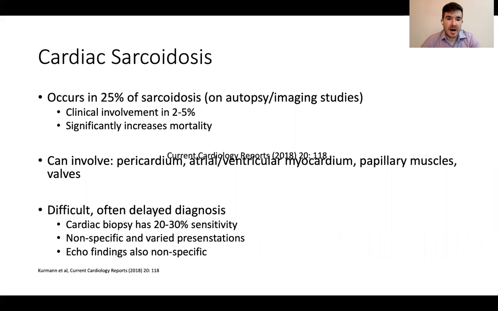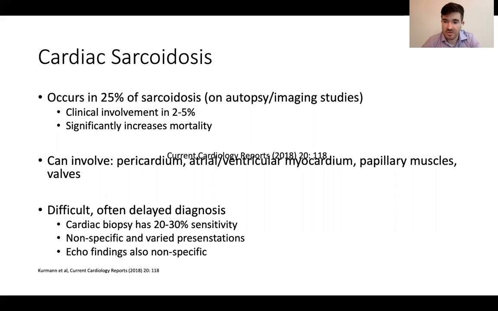Cardiac sarcoidosis is considered a reasonably rare occurrence in sarcoid, with clinical diagnosis of 2 to 5% of sarcoid cases. There are some more recent studies looking at both autopsy findings and imaging studies that suggest it may be far more common. Up to 1 in 4 patients with sarcoid may have cardiac involvement. As in other infiltrative disorders, the involvement of the heart significantly increases mortality in sarcoidosis. And really it can affect any part of the heart, including the pericardium, classically the atrial and ventricular myocardium, papillary muscles and valves. And there are even some case reports of vasculitis involving the coronary arteries.